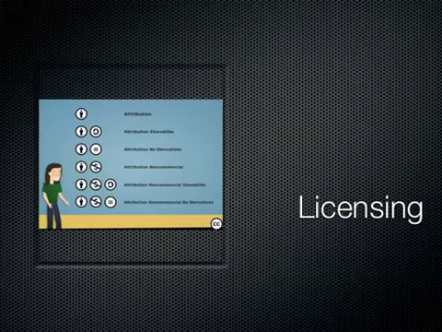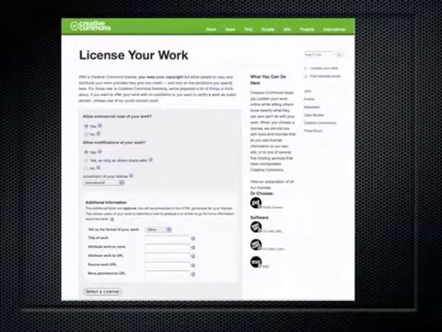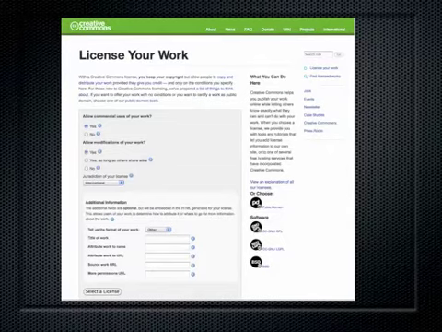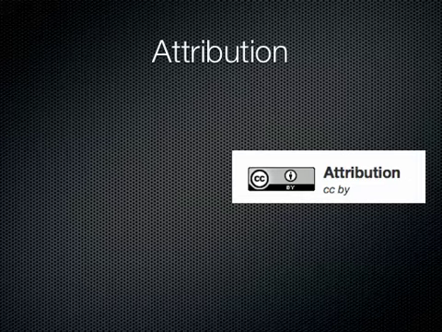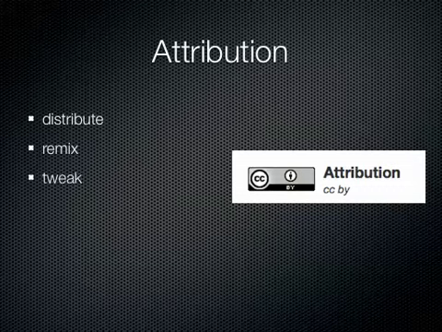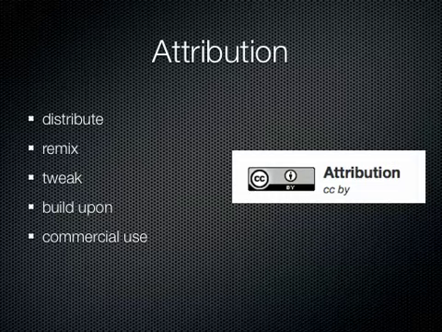Through the use of an online tool at the Creative Commons website, users can choose from the following licenses. The first license is attribution. This license lets others distribute, remix, tweak, and build upon your work, even commercially, as long as they credit you for the original creation. This is the most accommodating of the licenses offered in terms of what others can do with your works that are licensed under attribution.